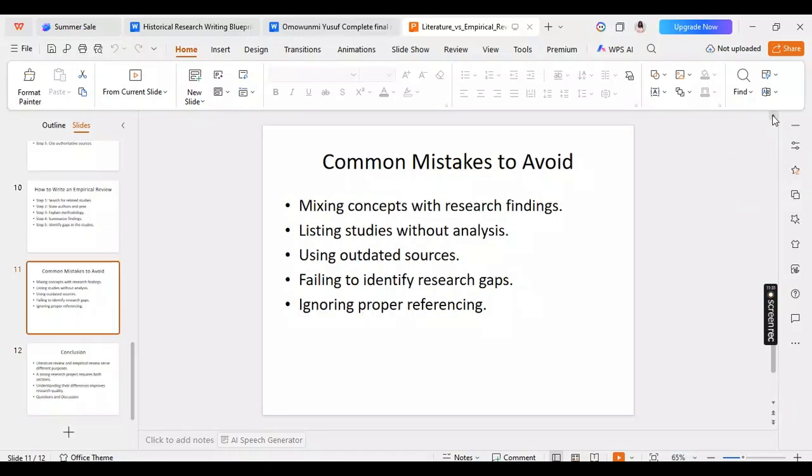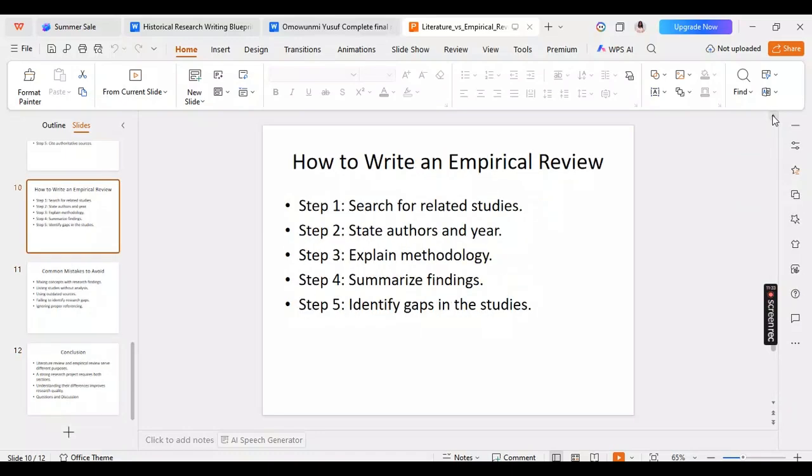Yes, the video is no more than 11 minutes. It's short, it's precise, it's direct. This is the major thing you should take home today. Search for related studies, state authors and years. So when they are searching for related studies, what does it also imply? They are searching for books.